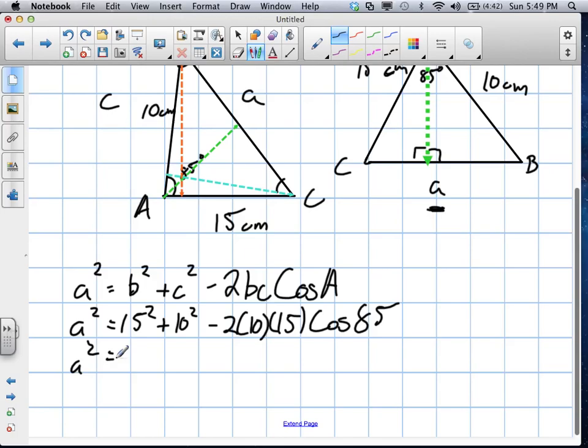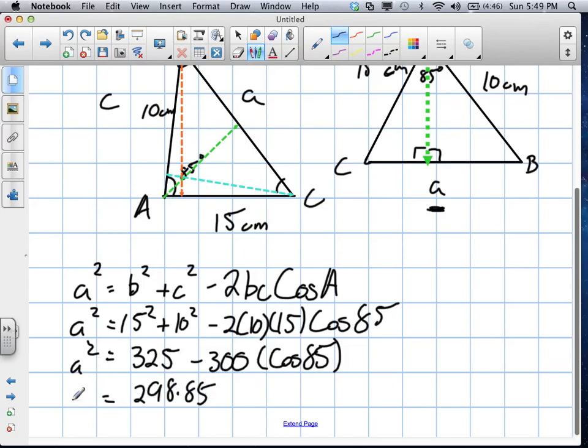15 squared plus 10 squared is 325. 20 times 15 is 300, so minus 300, which is going to have to be multiplied by cos 85. So cos 85 equals times 300. Okay, and 325, subtract that answer. Did you get 298? Okay, 298.85 is our a squared.